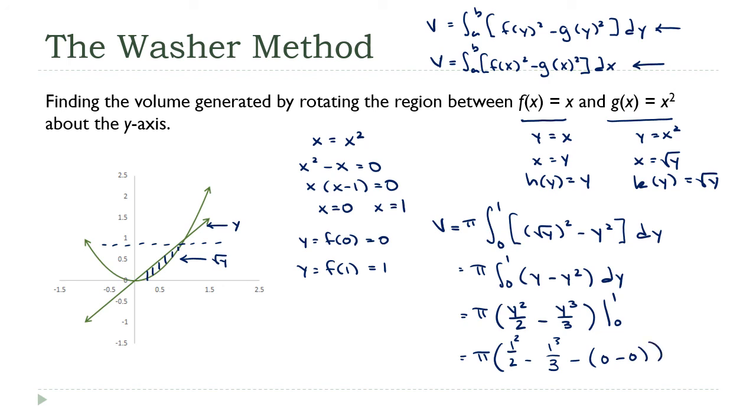So what are these numbers? It's 1/2 minus 1/3. We do a common denominator. That's going to be 3/6 minus 2/6, which is 1/6. So this is just pi over 6, and that's my answer, pi over 6 cubic units. Not a whole lot. That's a little bit more than a half, but that's a pretty thin slice that we have right there. So yeah, I'm comfortable with that being a fairly small number.